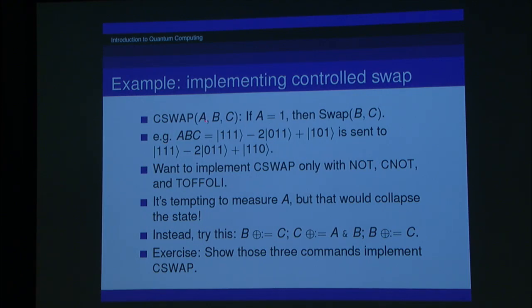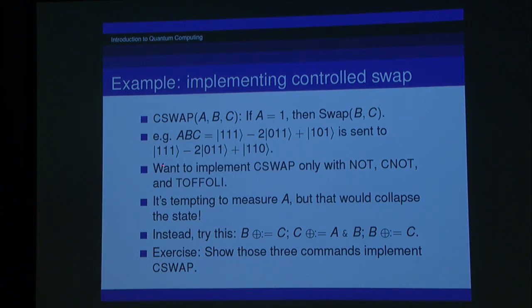Implementing controlled swap. Here's an example. Controlled swap: if A equals 1, then I want to swap B and C. So for example, here's the running example we've had. This has A equal 1, so we're going to swap those two, which didn't do anything, in fact. And this is a 1, so we want to swap those two. And that would be the result.